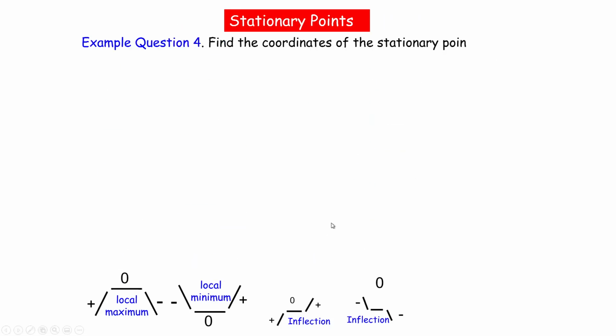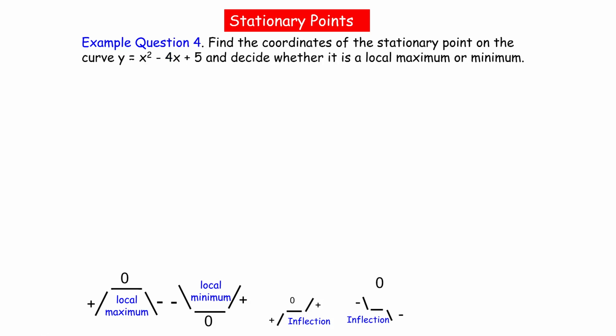And let's have a look at this example then. Right, well, we've got to find the coordinates of the stationary points in the first instance, and then we've got to decide its nature. Is it maxima or a minima? Well, first we've got to differentiate it. We've got y is equal to x squared minus 4x plus 5. We differentiate that, we get 2x minus 4.